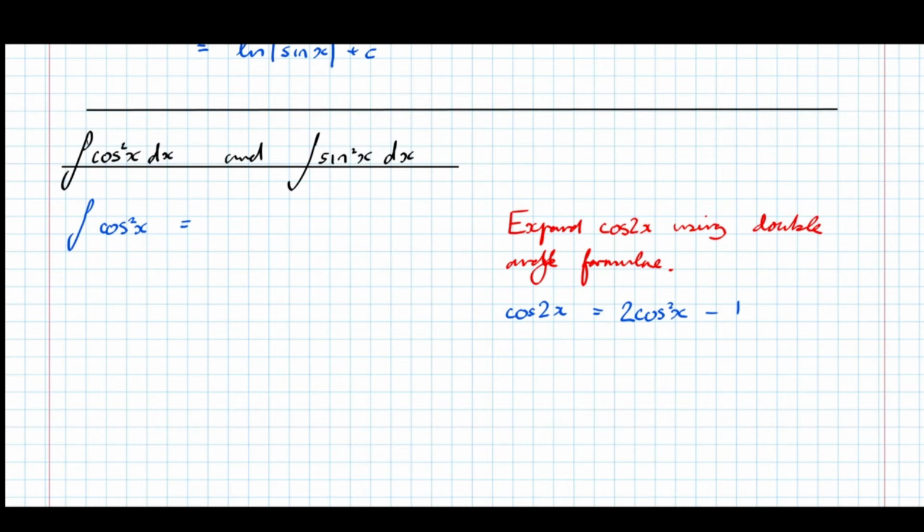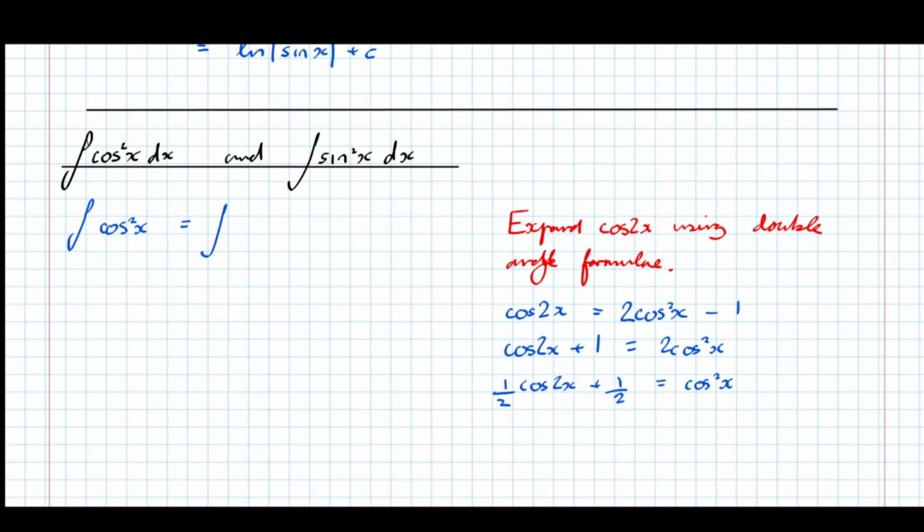So let's rearrange this to get cos of 2x plus 1 equals 2 cos squared x. Then divide by 2, we get a half cos of 2x plus a half equals cos squared x. So what we've done now, we've taken something that we can't integrate and turned it into something equivalent that we can integrate. So actually, let's go for it now.